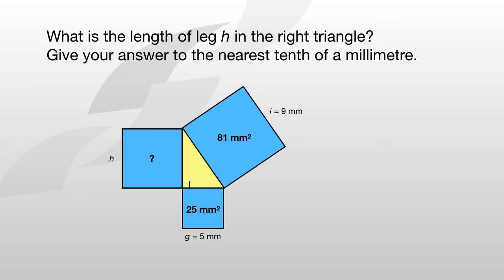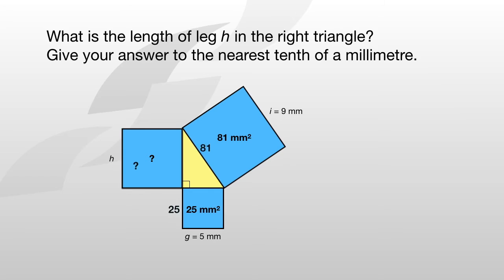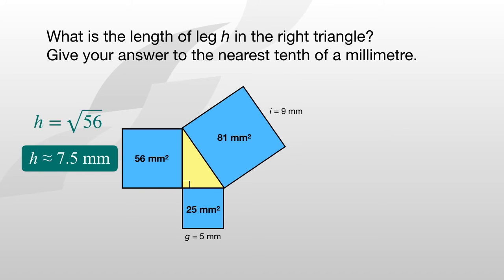We know from the Pythagorean theorem that the sum of the smaller squares equals the largest square. The missing area is what would be added to 25 to get 81, which is equivalent to subtracting 25 from 81. This tells us that the missing area is 56. Note that this number represents the missing area, not the missing side. Side H, then, is the square root of 56, which is approximately 7.5. Looking back at your estimate, a side length of 7.5 millimeters is reasonable.